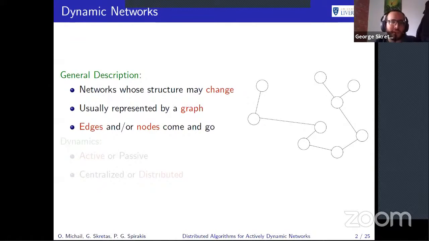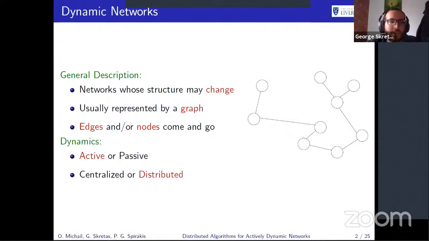We can make distinctions between dynamic networks based on, well, their dynamics. We say that they can be either active or passive. By that, I mean that a passive dynamic network is one where edge and node appearances and disappearances are controlled by an external force, for example, by an adversary. While active means that we control the edges and the nodes by using an algorithm or something else.